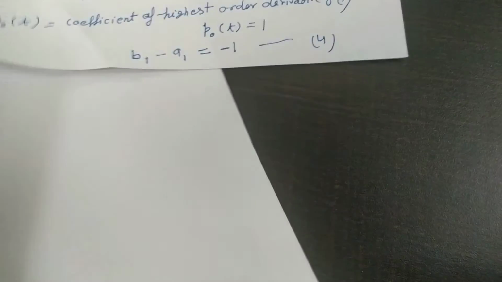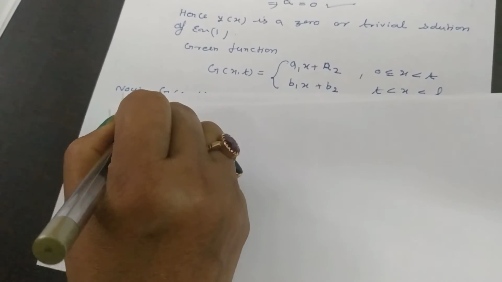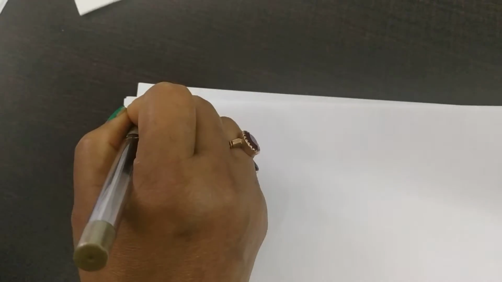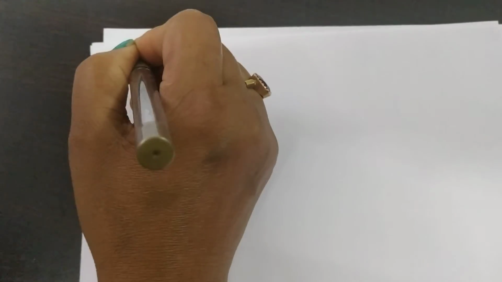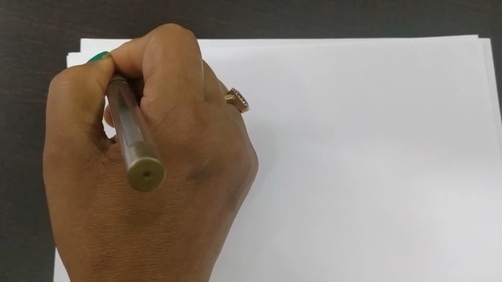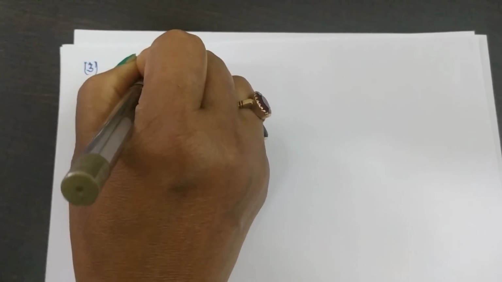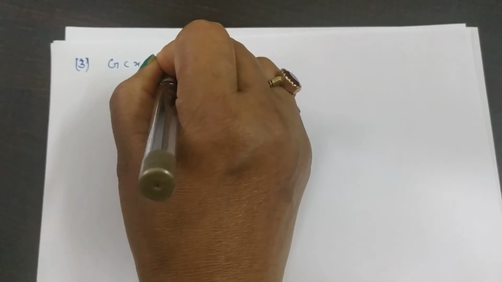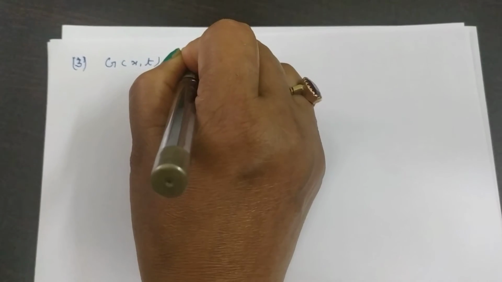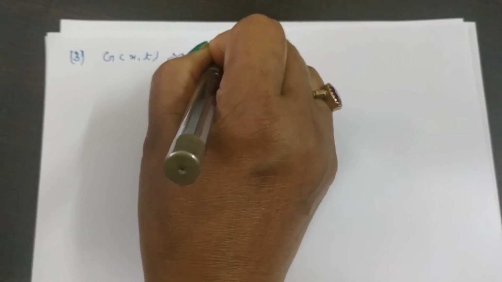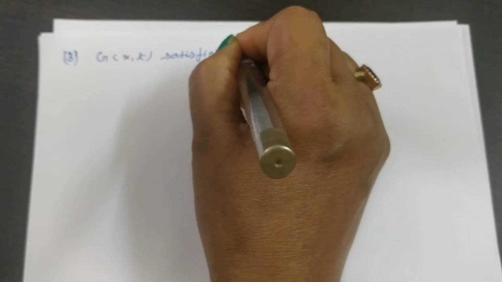Now the third property: G(x,t) satisfies the boundary conditions.